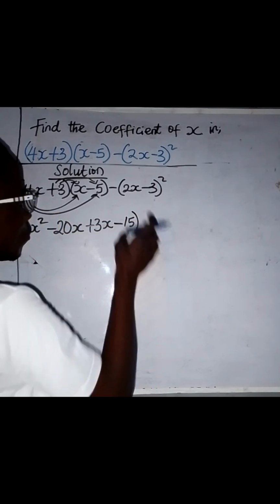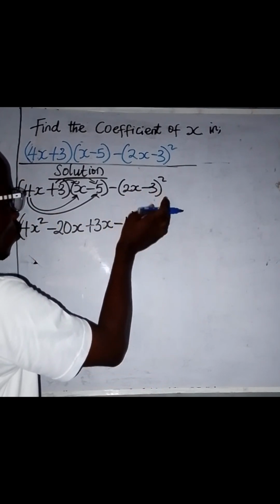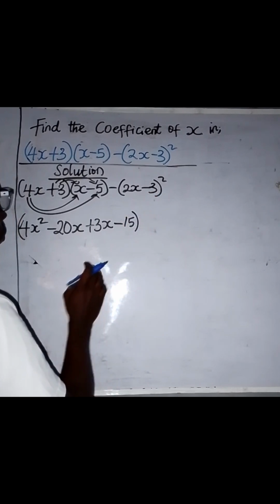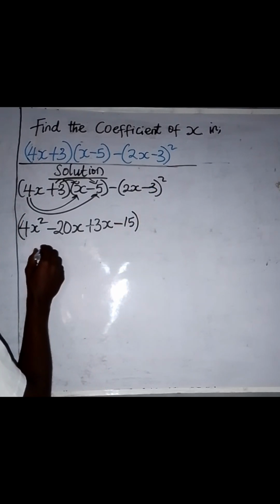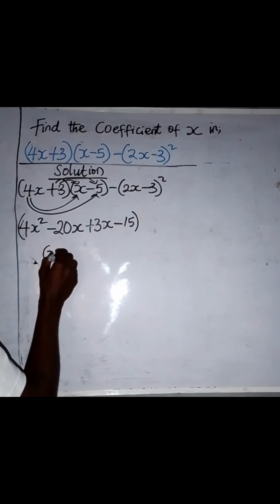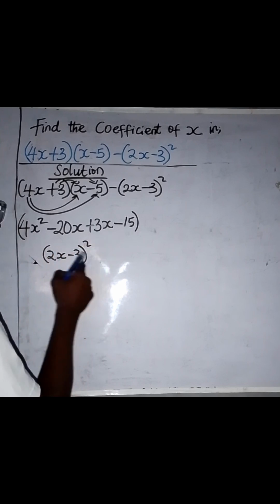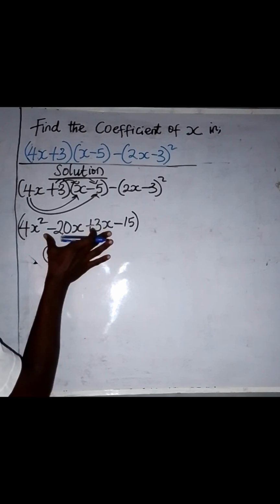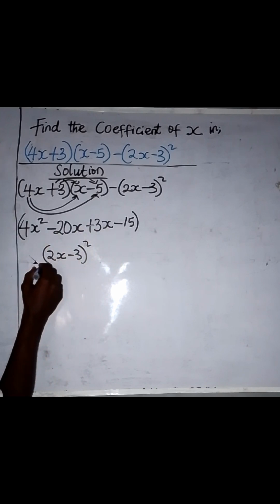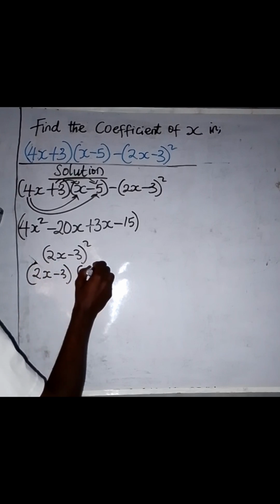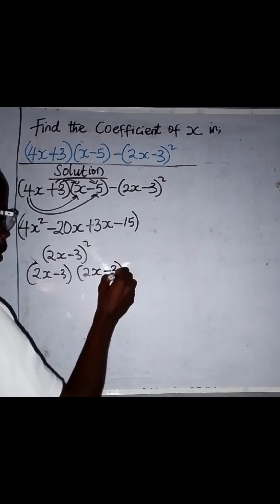I'm done with it. So this second bracket says what? In two places. So I'm going to bring the second bracket down. The second bracket here says what? Remember there's a negative sign there. So I have what? 2x minus 3 squared. So this means what? In two places. So let's repeat the same thing we have here. It now becomes 2x minus 3, the first bracket, then 2x minus 3, the second bracket.